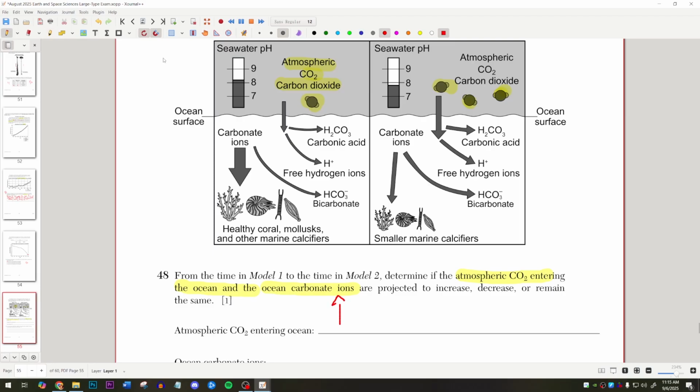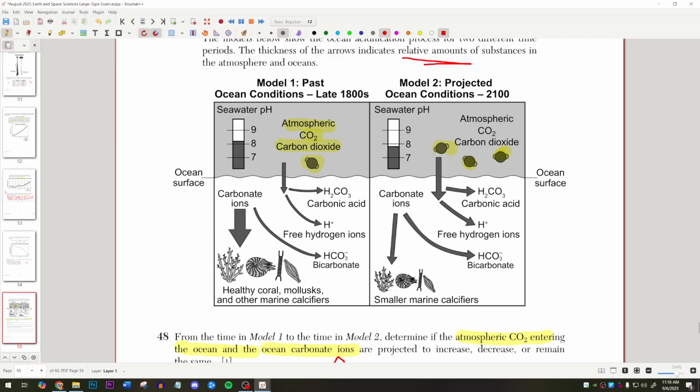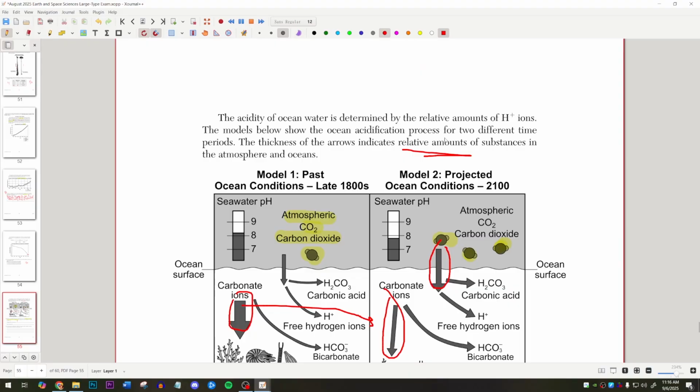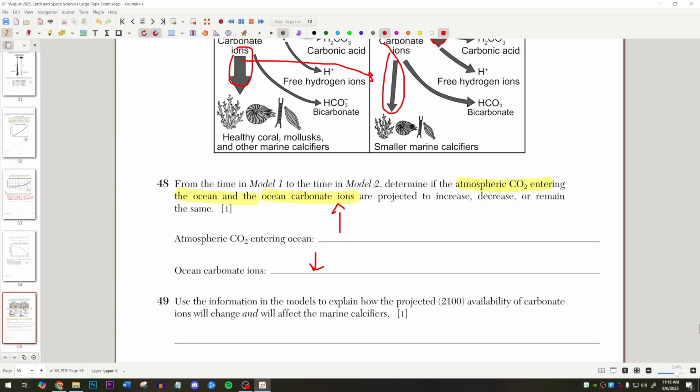Where's the ocean carbonate ions? Does the arrow show relative amounts? Yeah. So the arrow got thicker here, and then the carbonate arrow got thinner. See? This went down. So you needed to know this. The thickness of the arrows indicates the amount. That was the key. So if you read that, this is a 1 out of 10, so it's a 2 out of 10 difficulty, 48.